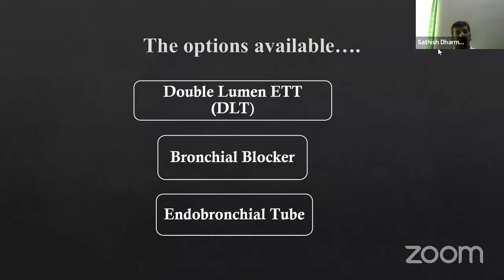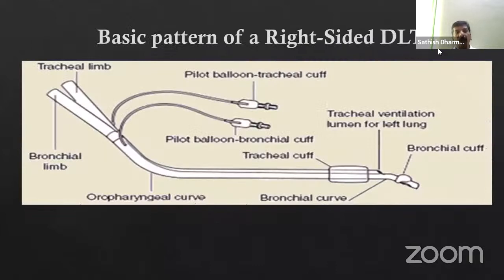We have various options, and the first and foremost is the double lumen endotracheal tube, which is the gold standard. Other options are the bronchial blocker and the endobronchial tube. What is a DLT? A DLT is two tubes bonded together with an oropharyngeal curve and a bronchial curve, with two cuffs and two balloons, one for each cuff. One is called the tracheal limb, another one is called the bronchial limb. These curves are very useful to facilitate the intubation into the endobronchial area.